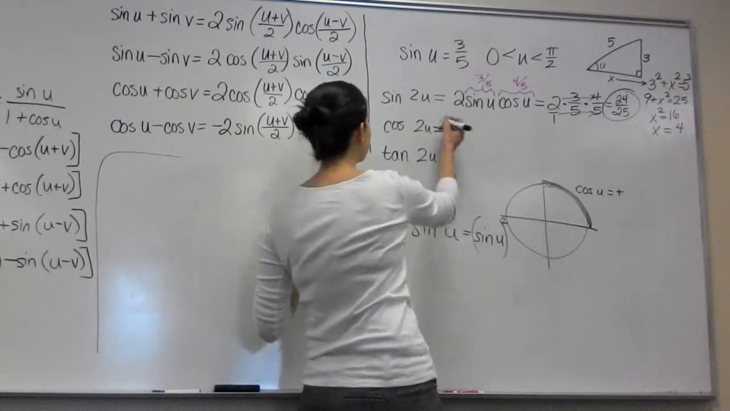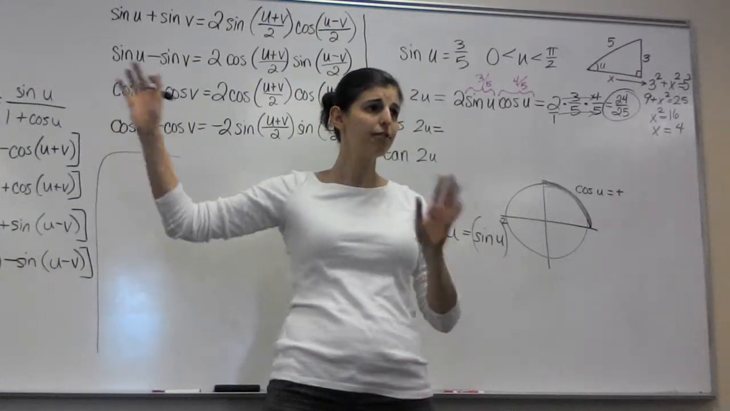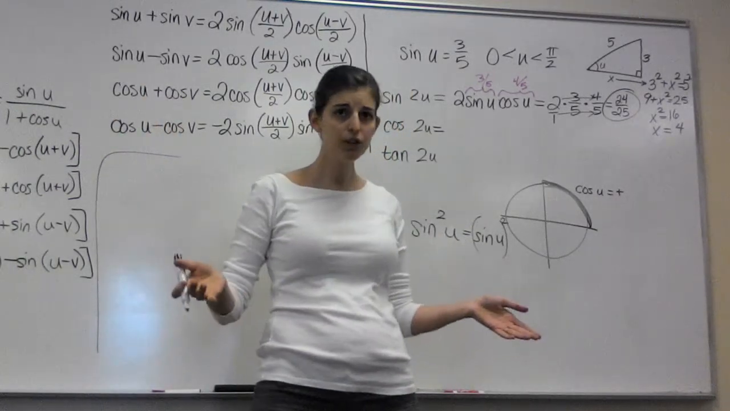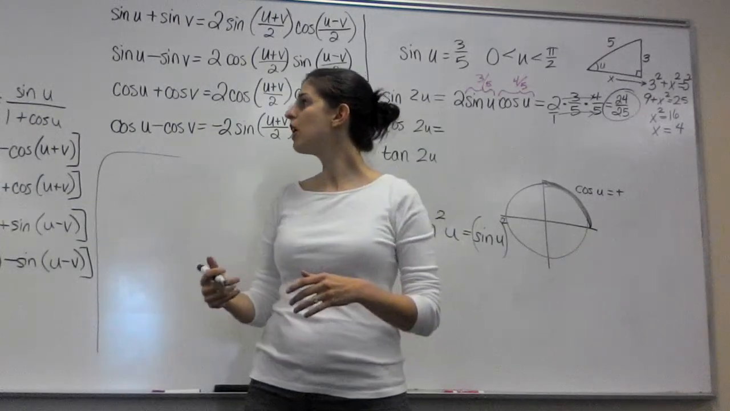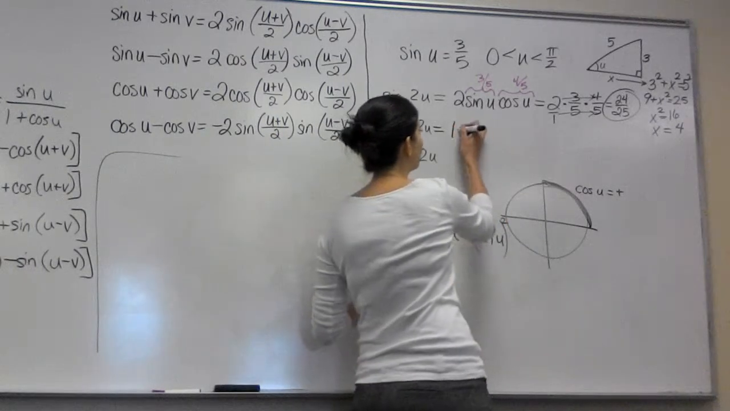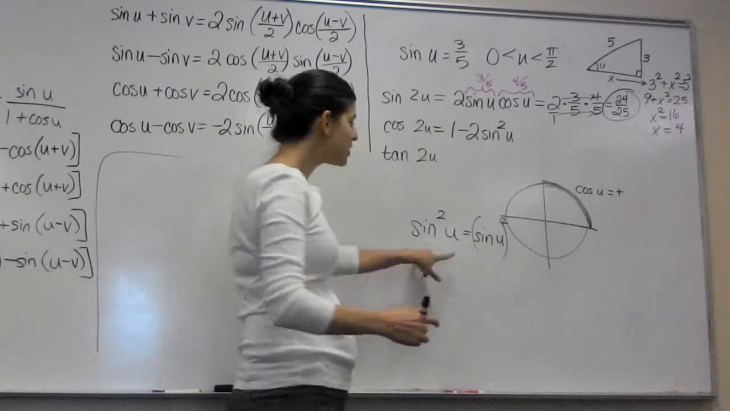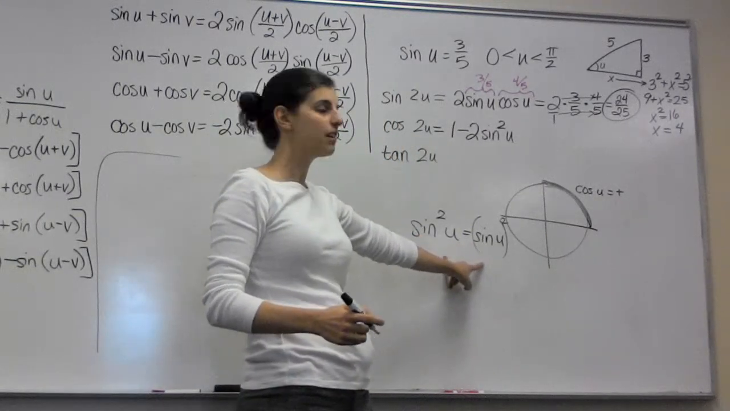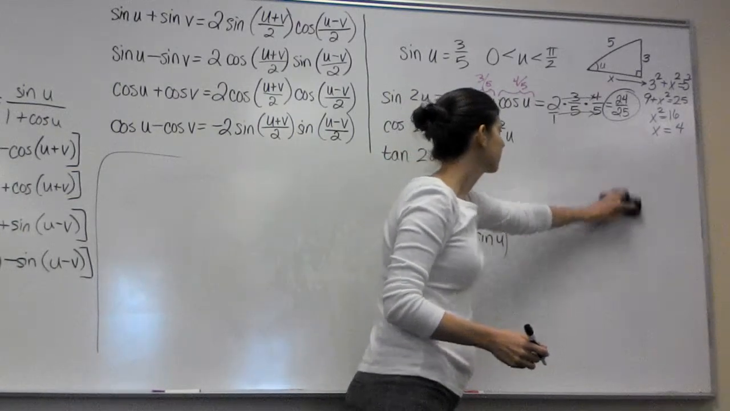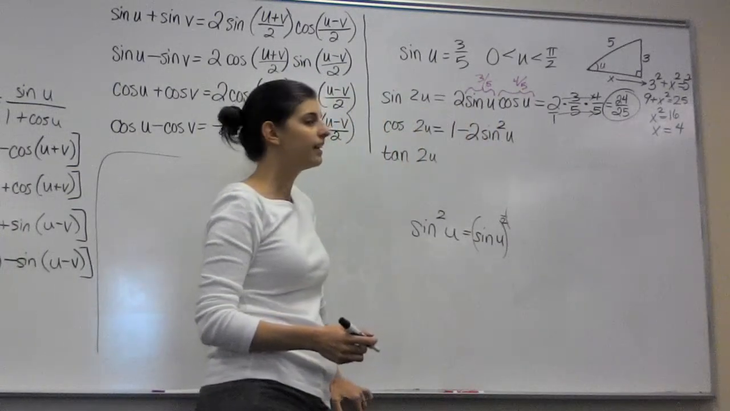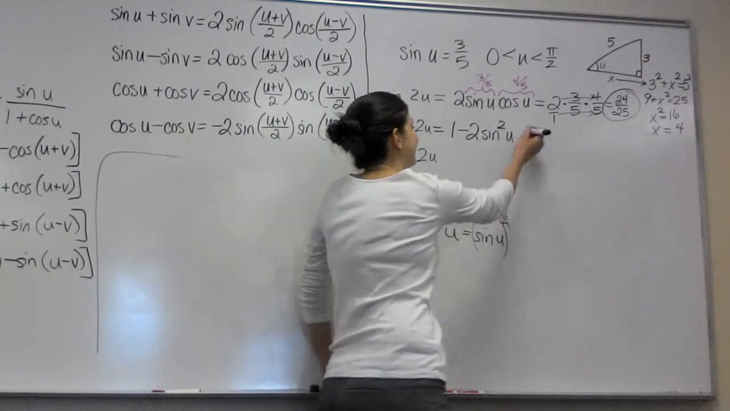So cosine of 2u, I'm choosing to use the last formula for class. You could use any of the other 2 as long as you have enough information. All right, so 1 minus 2 sine squared u. What I just wrote down here, you may need. I'm going to erase this circle because it's cramping my style right now. Okay, now 1 minus 2 sine squared u.